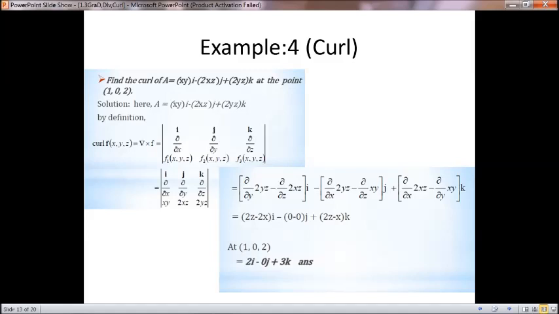Solving the matrix we will get 2z minus 2x into i vector, j vector component is 0, plus 2z minus x into k vector. On applying the point values 1, 0, 2, we will get 2 i vector minus 0 j vector plus 3 k vector as the curl amplitude at each and every point. So this is the problem associated with the curl.